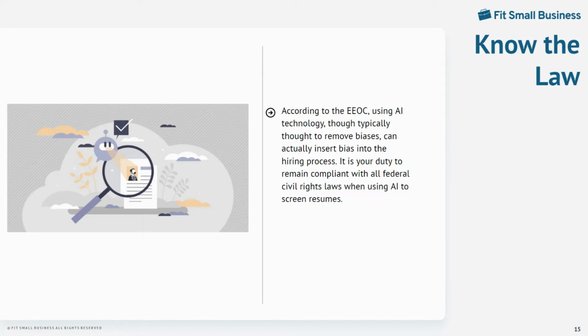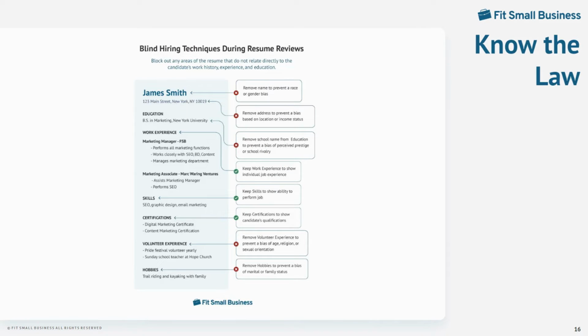And according to the EEOC, using AI technology, though typically thought to remove biases, can actually insert bias into the hiring process. It is your duty to remain compliant with all federal civil rights laws when using AI to screen resumes. An excellent way to ensure you are not discriminating during the resume screening process is to use blind hiring techniques. Using blind hiring to review resumes is the process of blacking out personal information, such as name, address, school name, volunteer experience, and hobbies. This will allow you to see only the skills, qualifications, experience, and type of education of the candidate. From there, you can make a non biased decision.